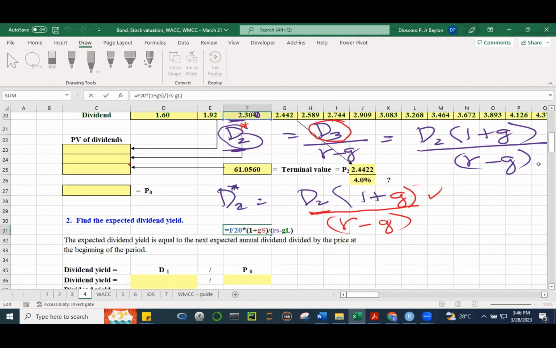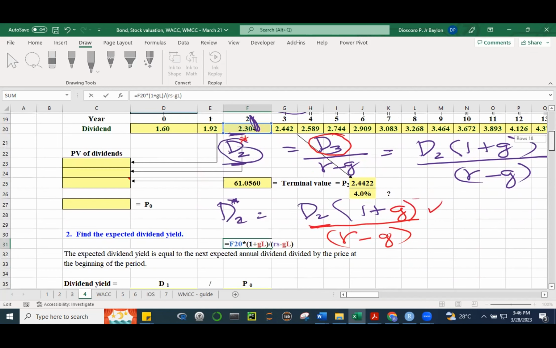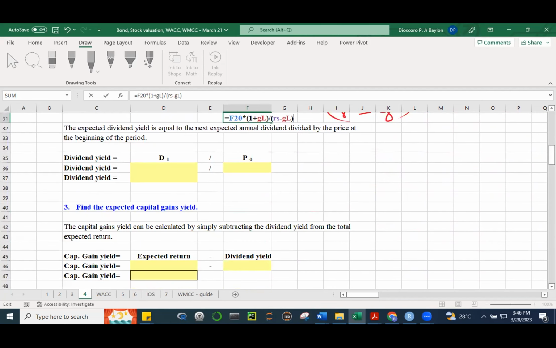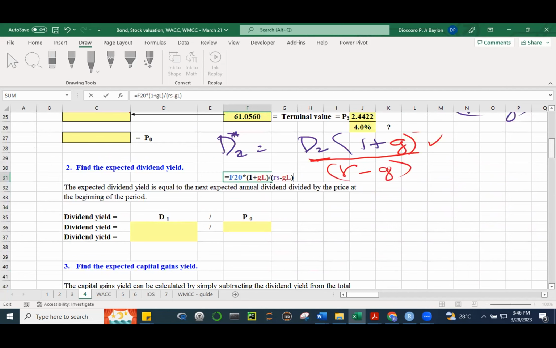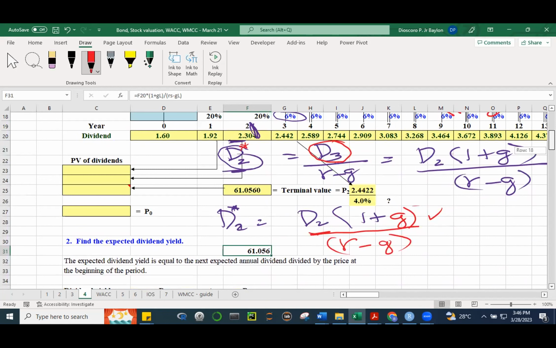Sir, GS po yung nakalagay po sa 1 plus GS. Dapat GL po, sir. Ay, oo. Tama. Yes. GL, no? Kasi yung growth rate natin for dividend 3 is the start of your long term, di ba? So 6% yan. Okay, so magkapareho dapat yung G dito sa numerator at saka G sa denominator. Okay, so my mistake. All right, so I'm getting now the correct answer, 61.056.